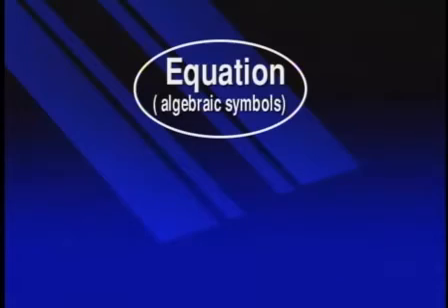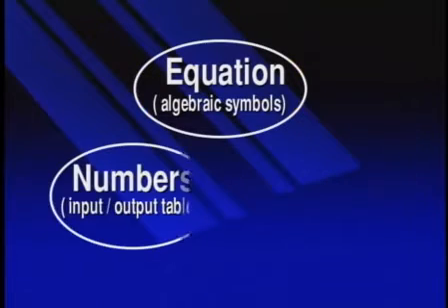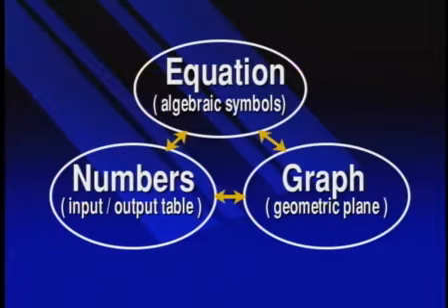Then we have the table of values. That's often called the numerical representation because it has lists of numbers in columns. It's also referred to as the tabular representation, from table. And the final one that lies in the geometric plane is the graphical representation. We're going to look at the interconnectedness of the 3 latter representations, meaning the equation, which contains algebraic symbols, the numbers, which are found in the input-output table, and the graph in the geometric plane.